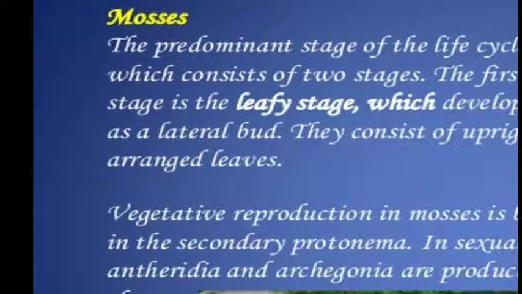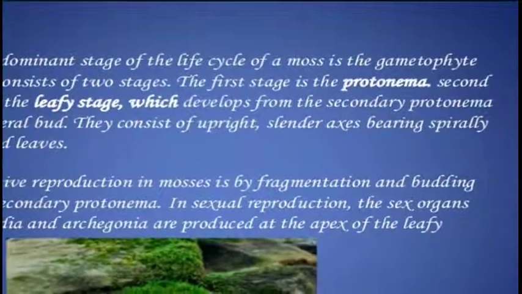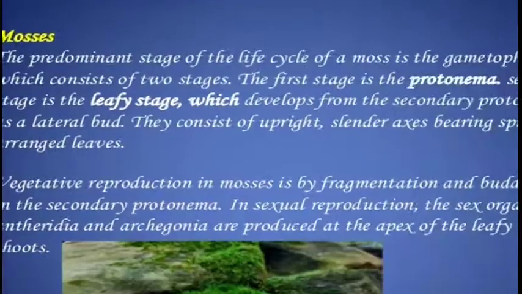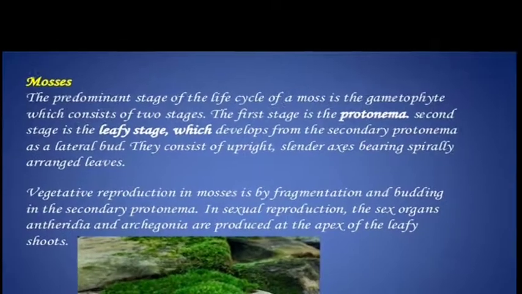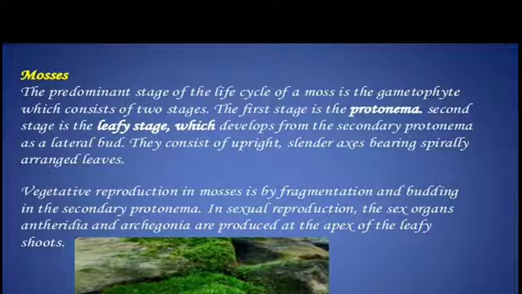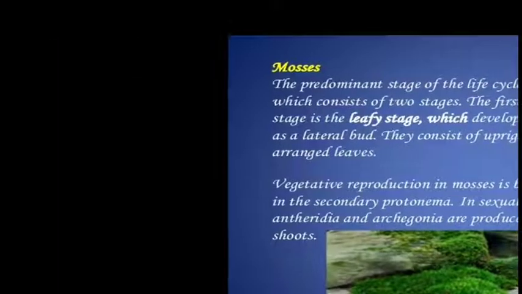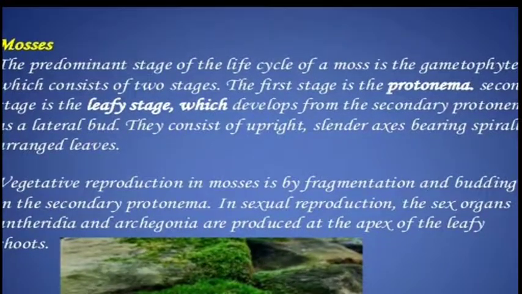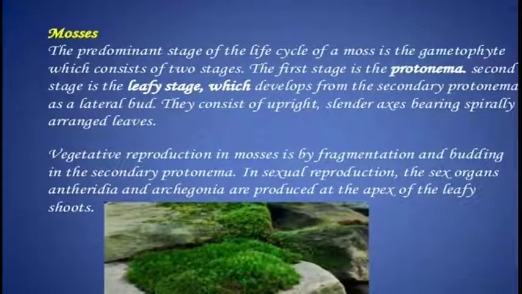The predominant stage of the life cycle of a moss is the gametophyte, which consists of two stages. The first stage is the protonema, and the second stage is the leafy stage, which develops from the secondary protonema as a lateral bud. They consist of an upright, slender axis bearing spirally arranged leaves.